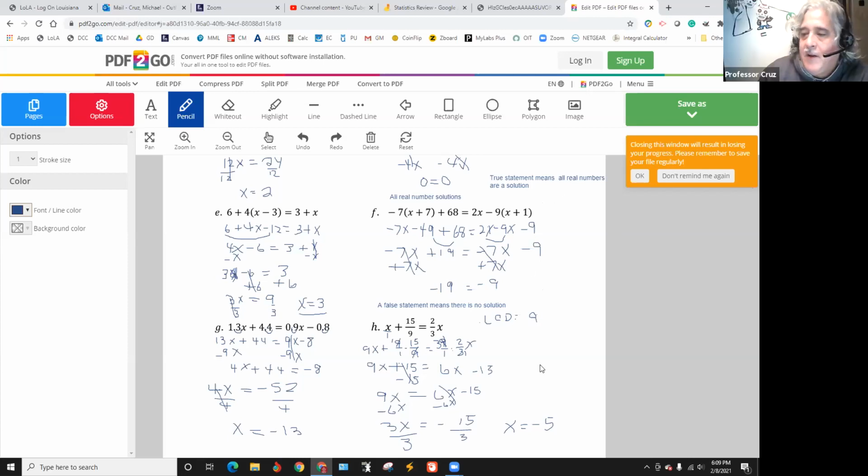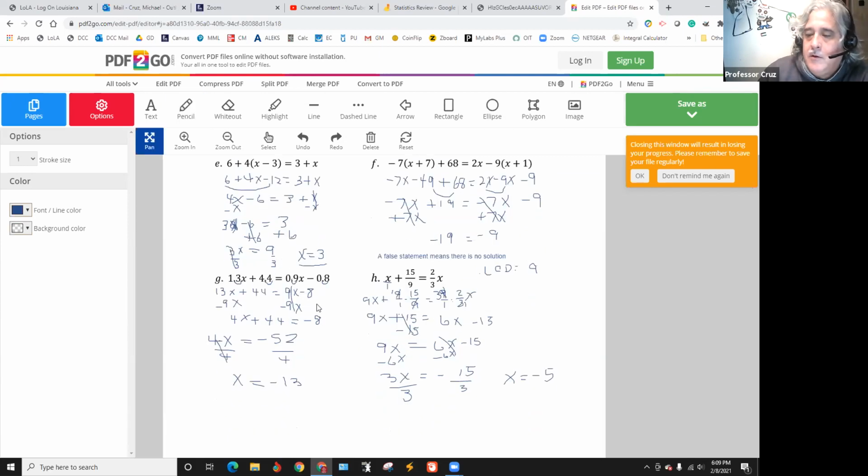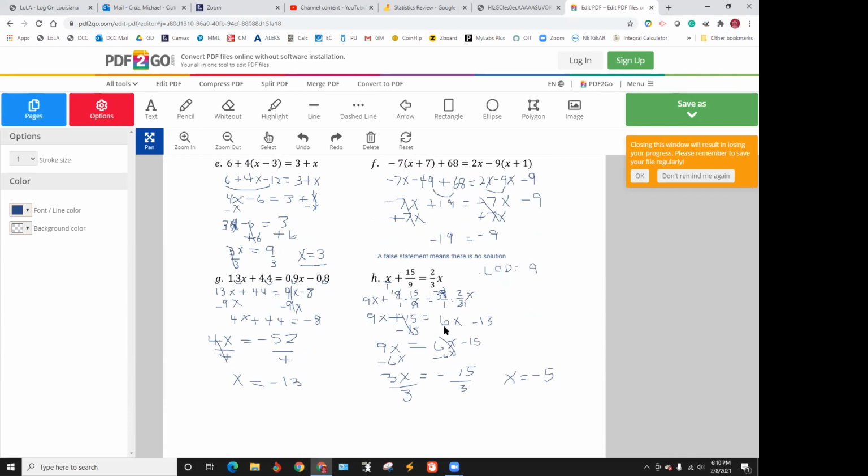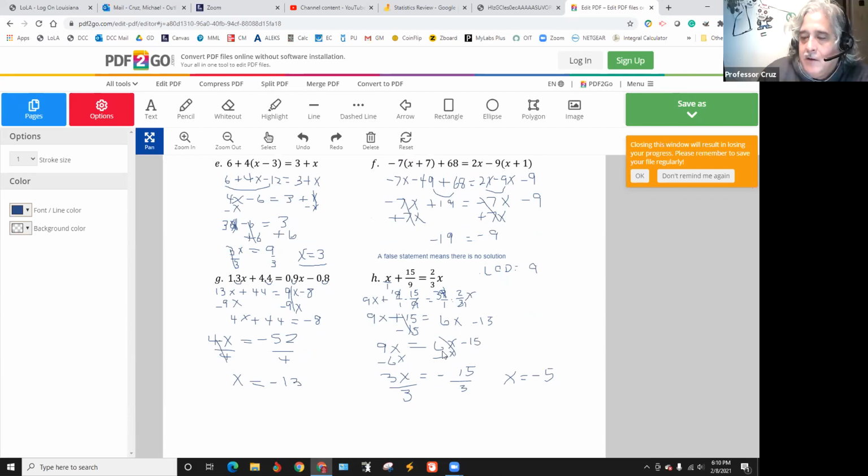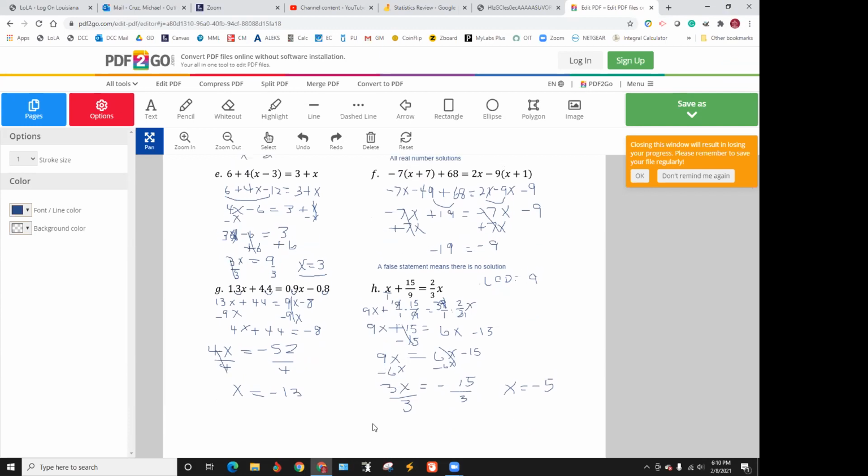All right, let's see if I got enough room to do that here. You said you subtracted 6x from both sides, or you did 9x? Which way did you go? 6x. You subtracted 6x, right? Yes. So that gives you, here, they're gone. And then when you subtract 6x here, you got 3x. Yes.